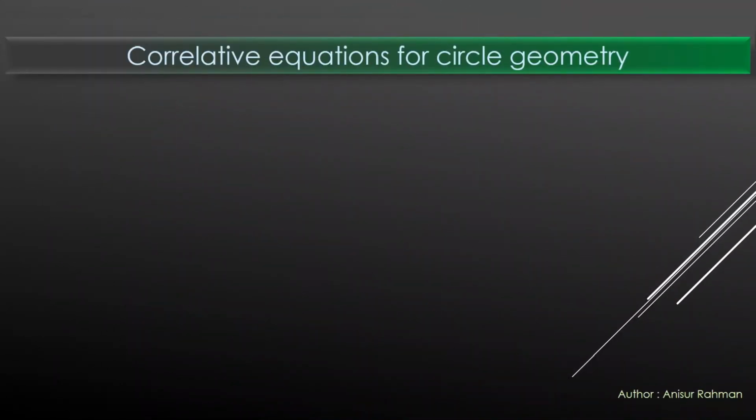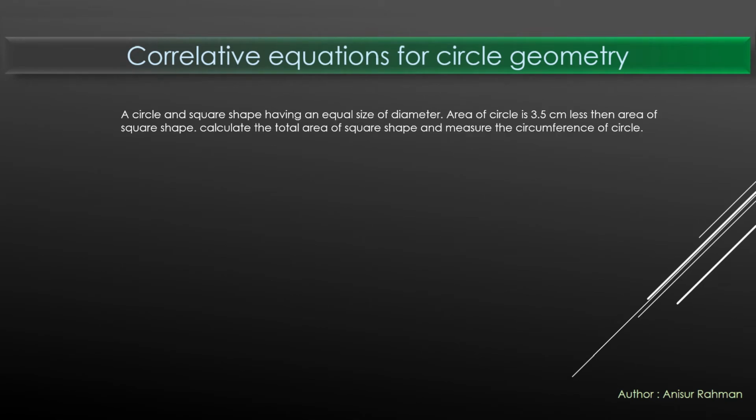In this video, we're going to work on some practice problems for circles with a correlative coefficient of pi. Our first problem is: a circle and a square shape have an equal diameter. The area of the circle is 3.5 centimeter less than the area of the square shape. Calculate the total area of the square shape and measure the circumference of the circle.